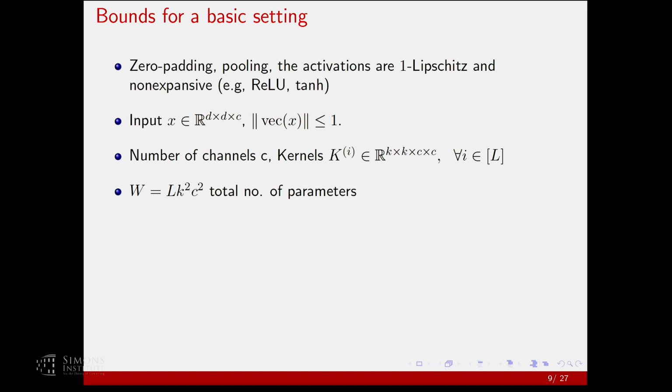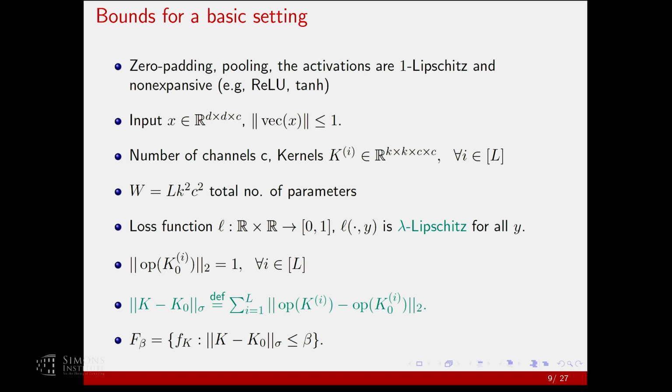And you have L kernels, and the dimension of your kernels is k by k times c by c. So if you think of the total number of parameters, essentially we have L k squared c squared total parameters. The loss function we assume is lambda-Lipschitz for all values of labels. A famous example of this is margin loss, where a margin loss with margin lambda is 1 over lambda Lipschitz. Another assumption we make is that the operator matrix related to the kernels at initialization has spectral norm 1.